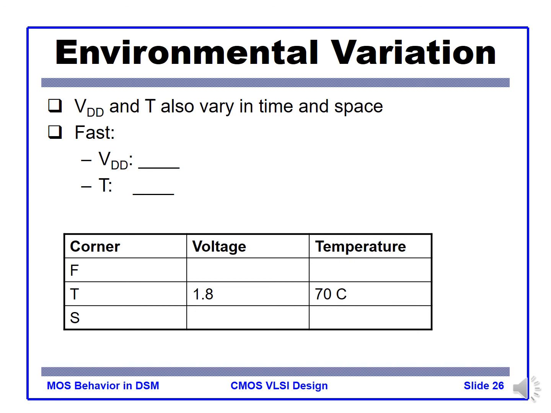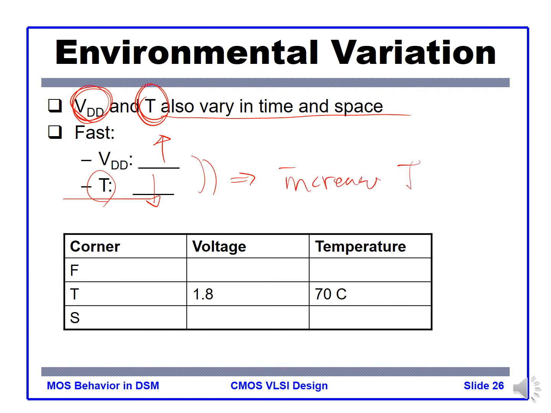Other than device variation, we also have environmental variation. The supply voltage may change, and also temperature may change in time and space. So for fast operation, the device will work faster when VDD is larger, or when temperature goes lower, because those conditions will increase the current ID, yes.